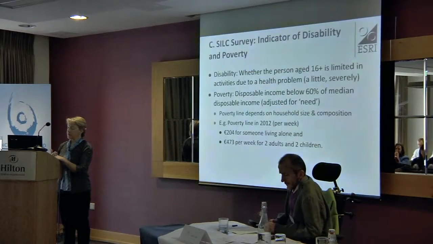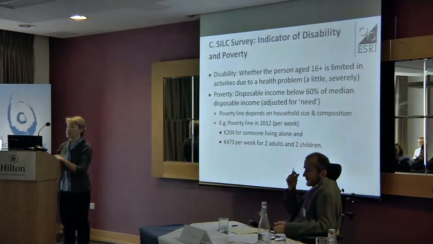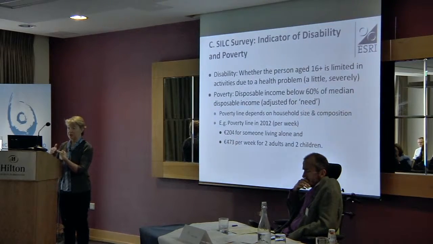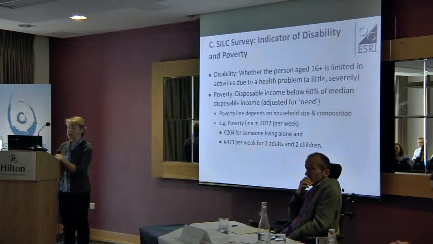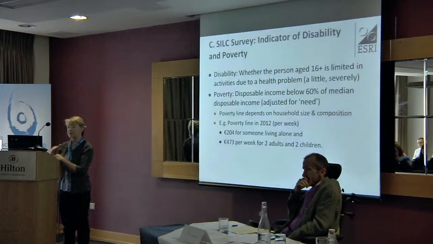When we talk about the indicator of poverty, we're talking about the household as a whole having disposable income, that's income after tax and PRSI, less than 60% of the median or the middle level of income across households after adjusting for differences in household size and composition. So when we say adjusting for need, the only need that we adjust for in the national poverty measure, and poverty measurement generally, is the number of adults and children in the household. We don't take account of things like disability, but as John's talk earlier suggested, that is something that definitely ought to be on the policy agenda.